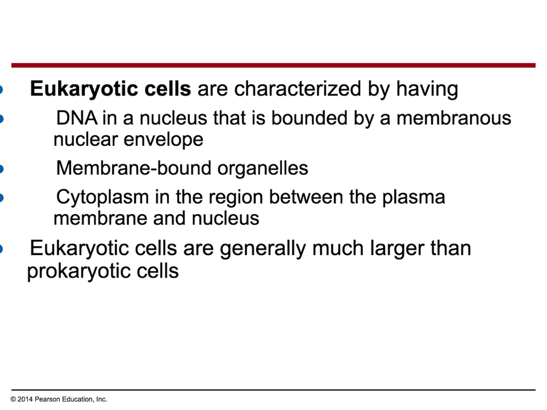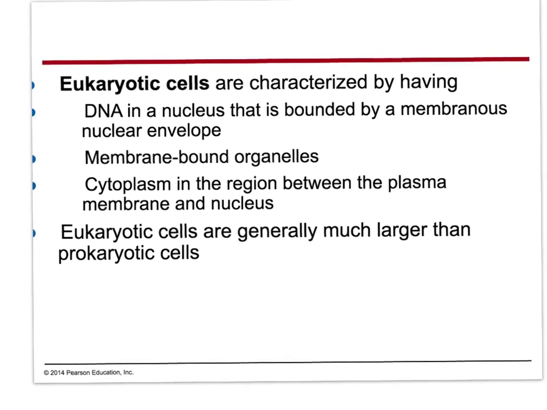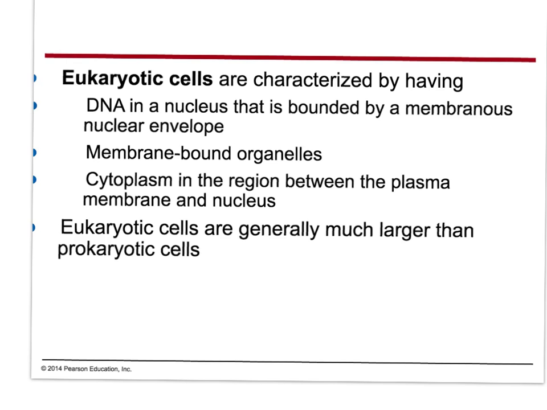Let's compare that to some eukaryotic cells. Eukaryotic cells have DNA that is compartmentalized. DNA is normally not found outside of the nucleus in eukaryotic cells. We have membrane-bound organelles, and cytoplasm is still there, so we have this in common: cytoplasm between the nuclear envelope and the plasma membrane. In general, eukaryotic cells are larger in size. So, some differences between the two.